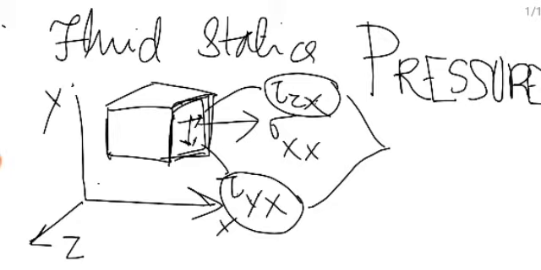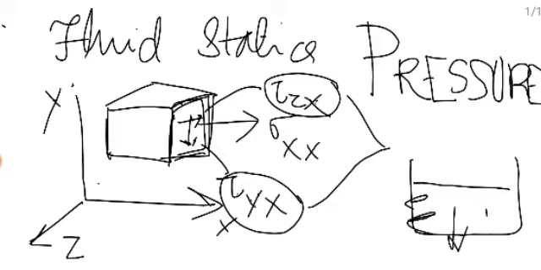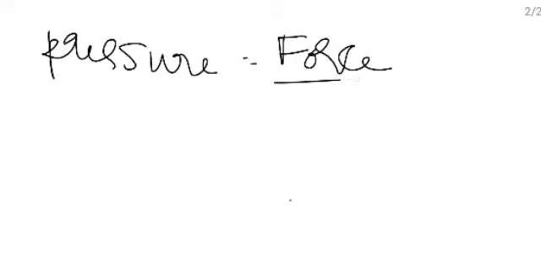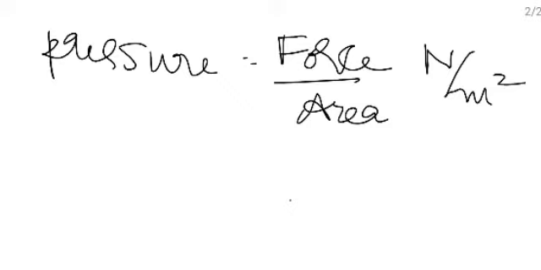Suppose we have a container with some fluid, the walls of the container experience pressure like this. See, all the walls which are in contact with the fluid experience pressure due to the fluid. Now pressure is nothing but force per unit area, which has its SI units as Newton per meter square.